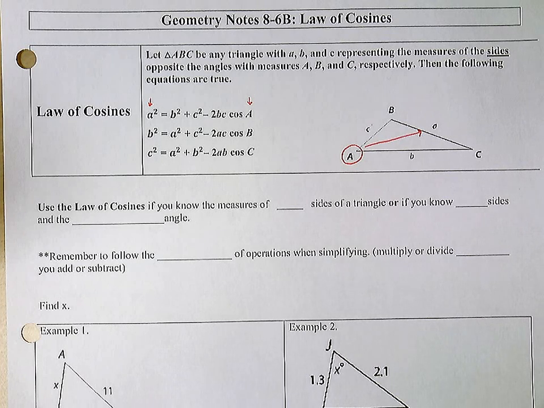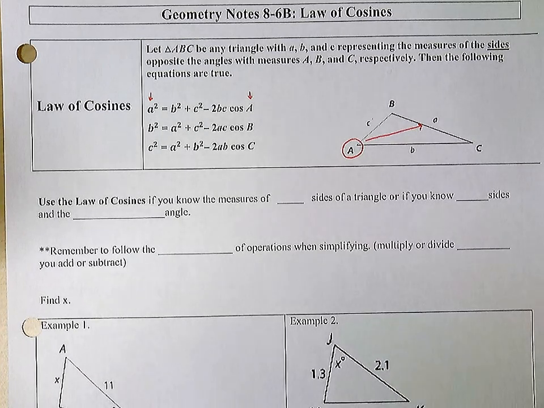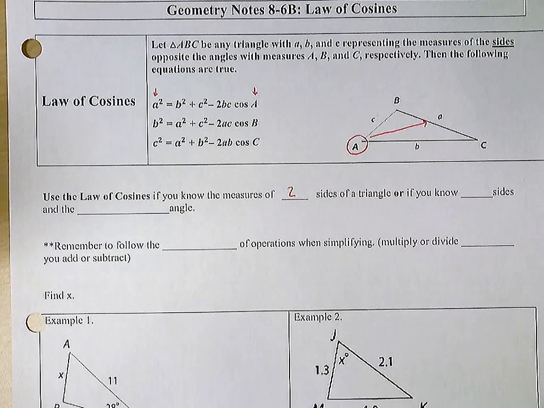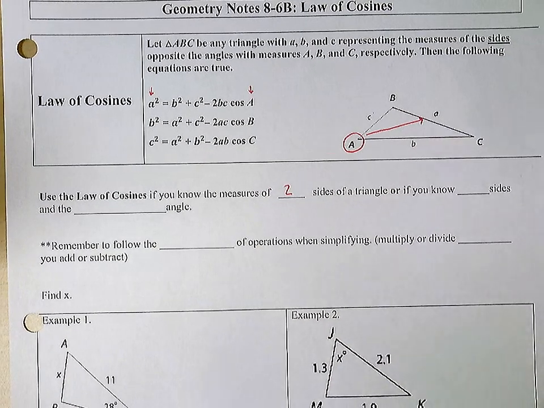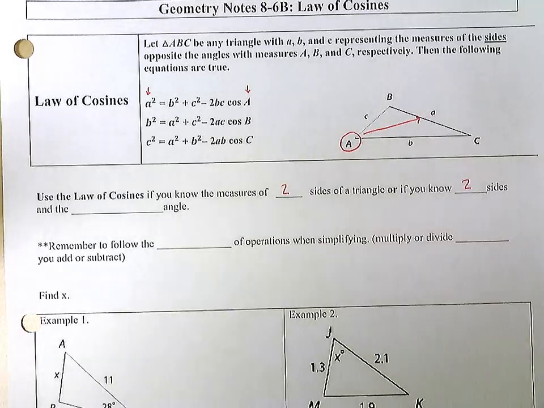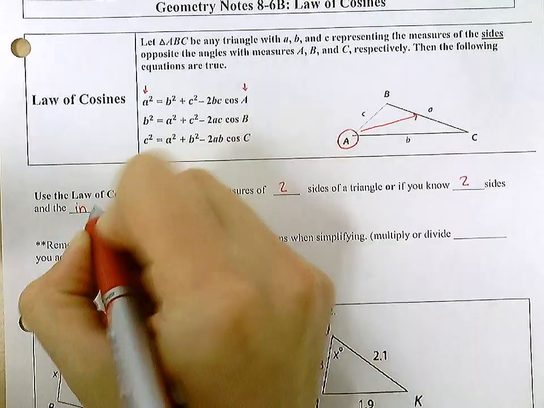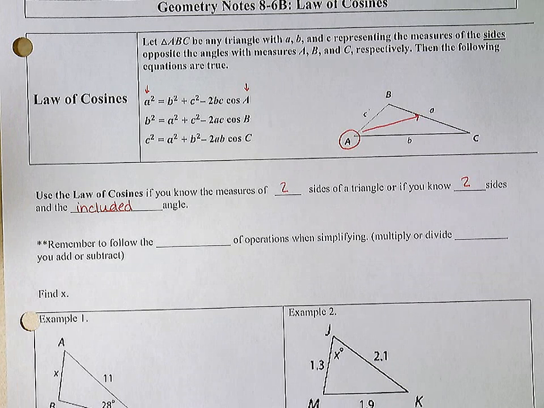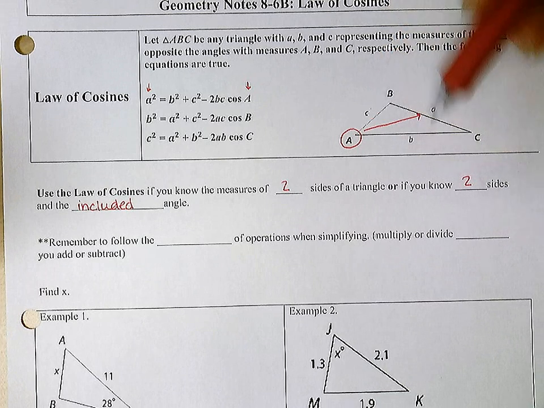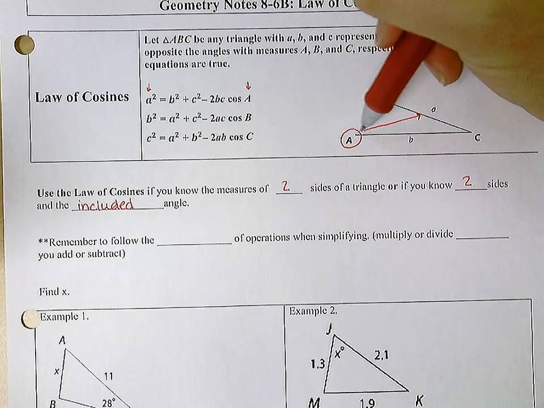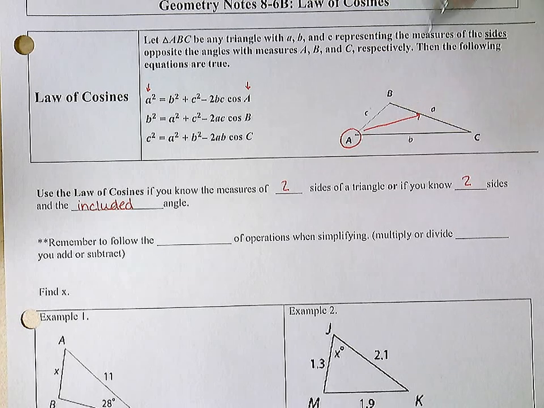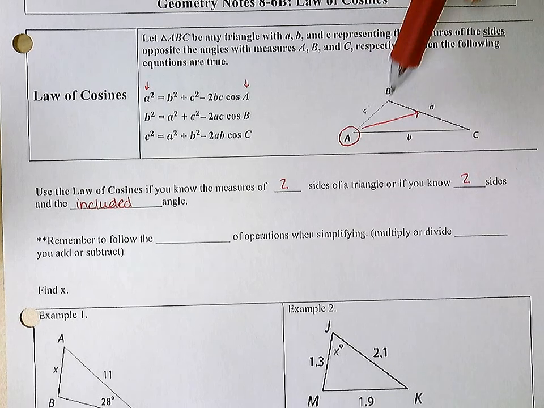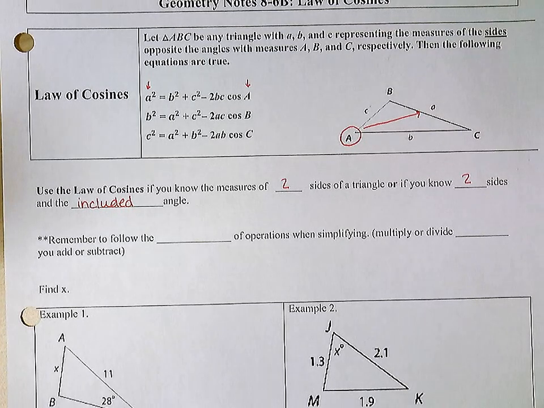So you use the law of cosines if you know the measures of two sides of a triangle and the included angle. Included angle means the angle between the two sides that you know. So if I knew the measure of c and the measure of b, your included angle would be A. If I knew the measure of c and a, your included angle would be B. So it's that angle between the two measures that you know. That's what included means.